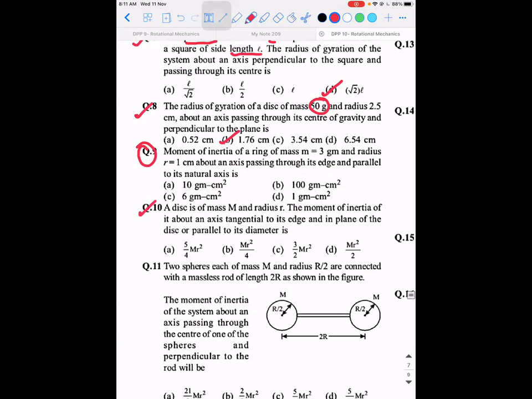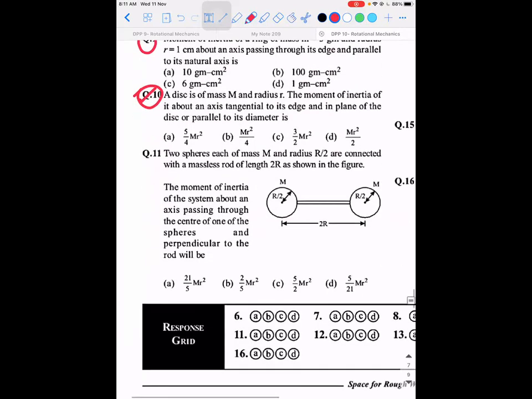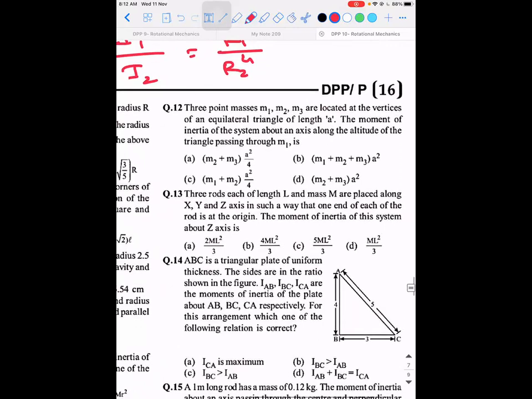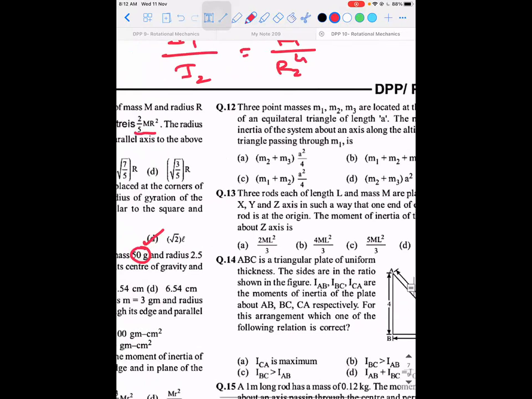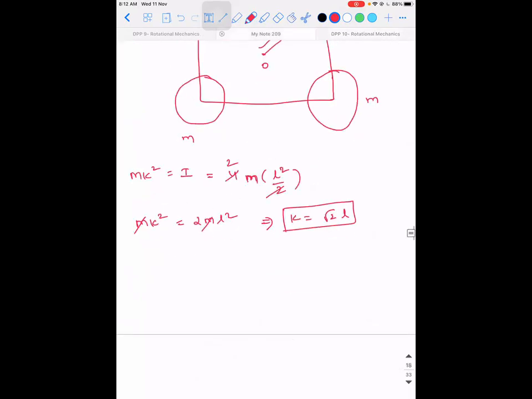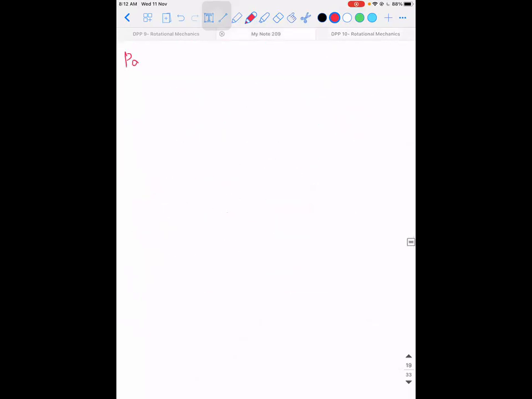A disk of mass capital M and radius R. The moment of inertia of it about an axis tangential to it. Again, this is also based on the parallel axis theorem. Okay, then it's better I explain the parallel axis theorem and perpendicular axis theorem. So make a note of it. So the parallel axis and perpendicular axis theorem. So what do they state?